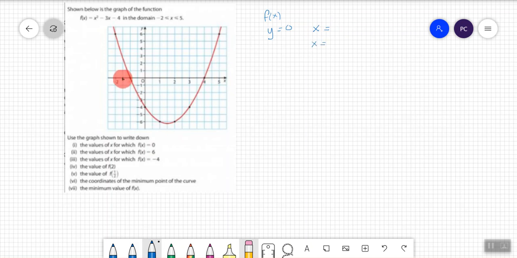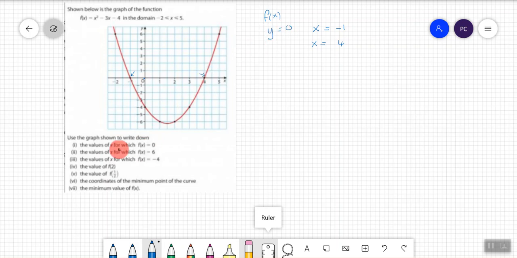So basically what you can do is, where is y equal to 0? Well, y is equal to 0 along here, so it's all the way along here. So where are the values for when y is equal to 0? You have this one here, and then you have this one here. So x will be equal to minus 1, and x will also be equal to 4. So they're the two values when f(x) is equal to 0 or y is equal to 0.